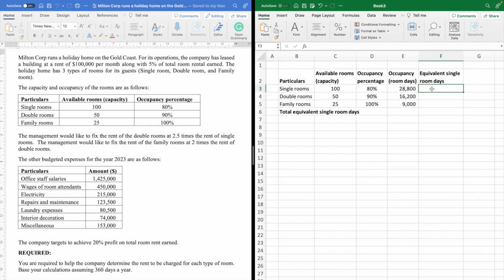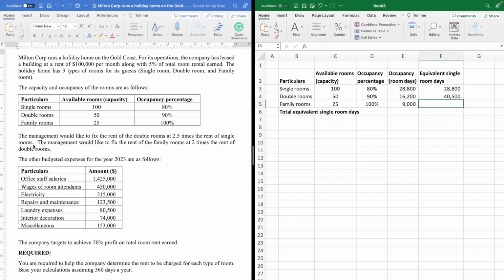Now what we will have to do is to convert these annual room occupancy into equivalent single room days. So for single room days, the equivalent single room days would be the same as the occupancy room days. For double room days, we are told that the management would like to fix the rent of the double rooms at 2.5 times the rent of the single rooms. So the way we would calculate equivalent single room days for double rooms would be 16,200 times 2.5.